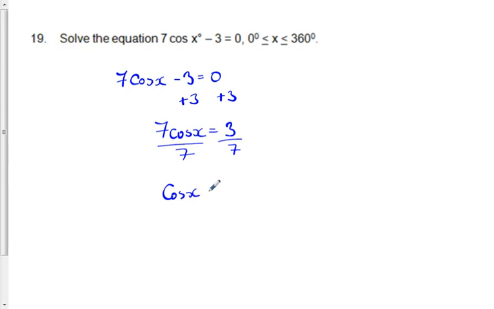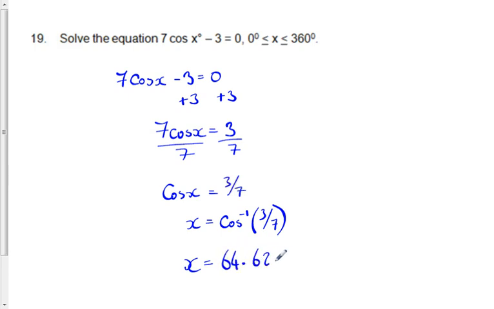So x is going to equal the cos to the minus 1, the inverse cos of 3 over 7. We use our calculators for this one: second function cos gives us cos to the minus 1, open our bracket, 3 divided by 7, close our bracket, equals, and we get 64.62..., which we're going to round to 64.6 degrees.